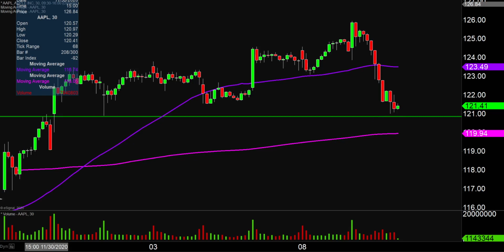So does that mean that 120.85 is guaranteed to hold? Nothing's guaranteed. I'm just saying that that's definitely going to be a very watched level and a very important area of support. Now, if that level does not hold up, the next level of support that will be very watched is going to be that pink line there.